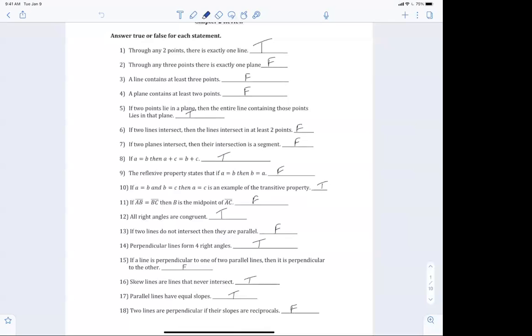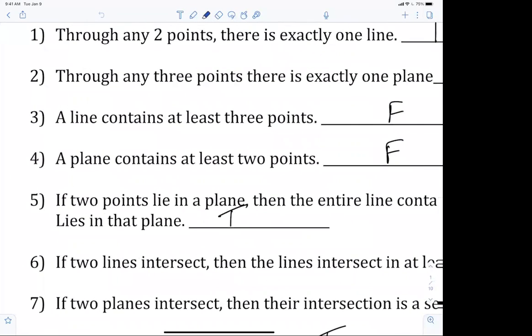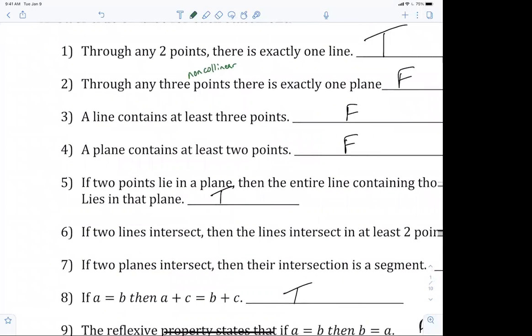No, that's false. Through any 3 points, what if the 3 points are on the same line? In order to make this true, it should say through any 3 non-collinear points. There would be 1 plane. If all points are collinear, then how can they be a plane?